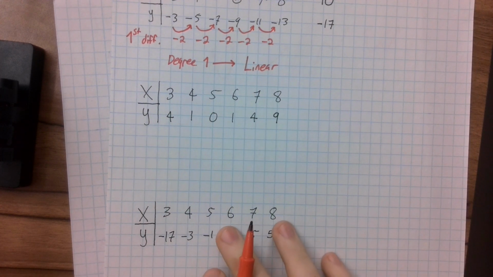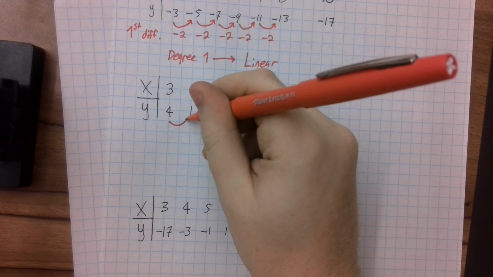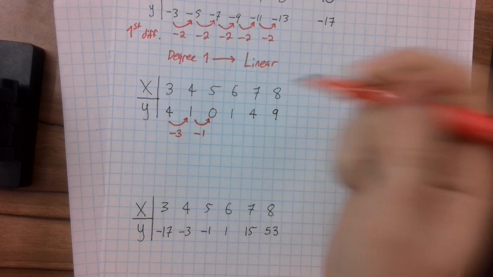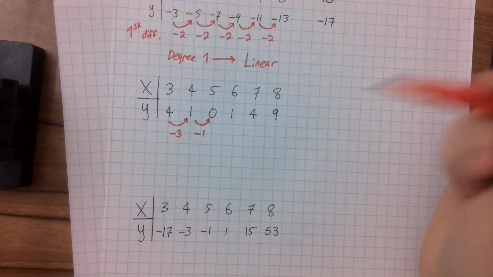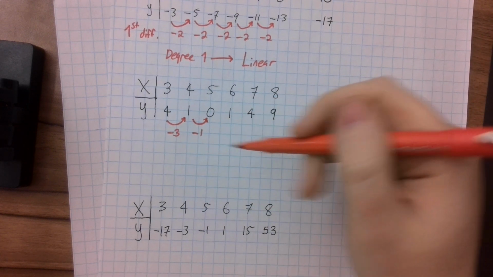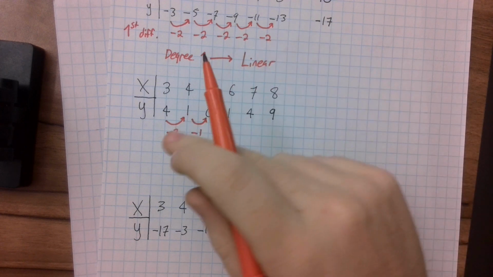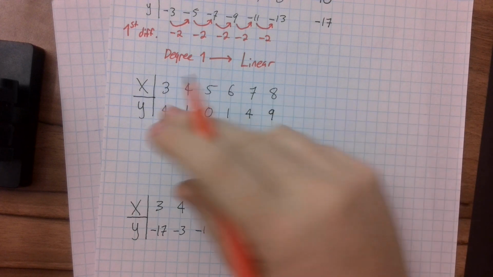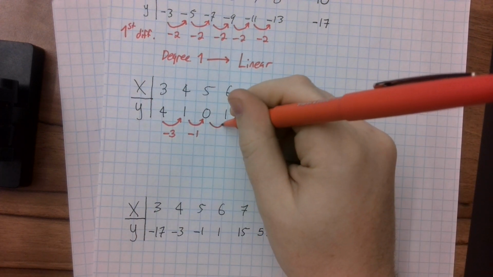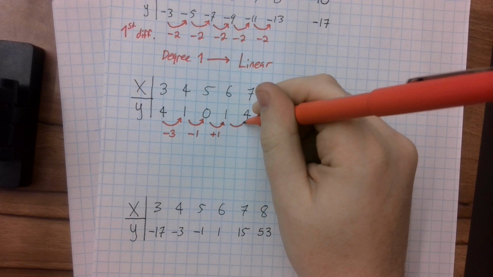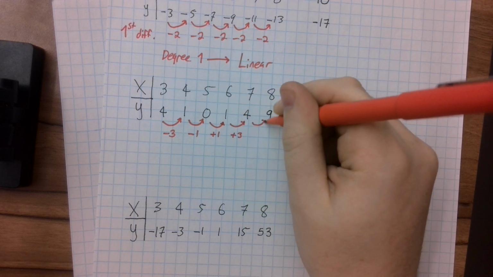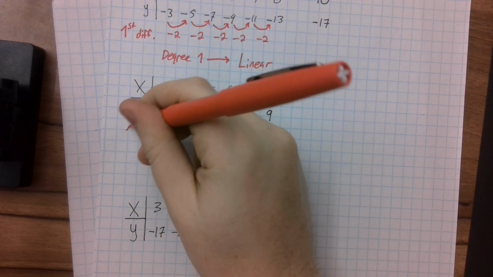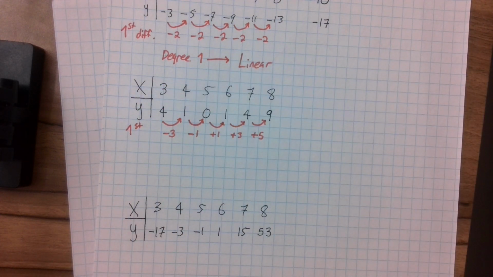Let's see if that transfers over to the next one. So in the next one, we look at the differences. To go from 4 to 1, we minus 3. To go from 1 to 0, we minus 1, and uh-oh. These first differences are not the same. Negative 3 and negative 1 are not the same. So we immediately know this is not going to be linear. Let's fill in the rest, because this is going to help us figure out what it actually is. Over here we get plus 5. Super weird. The first differences didn't do anything.